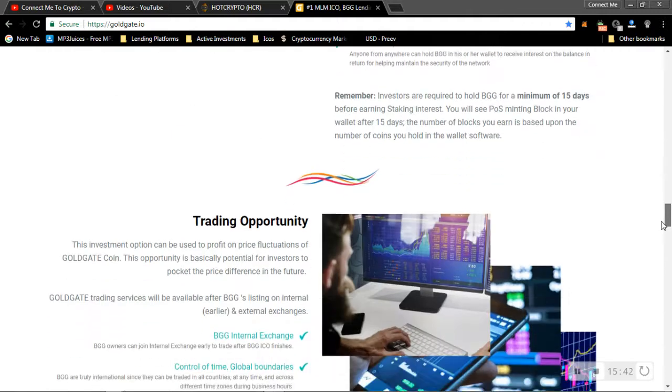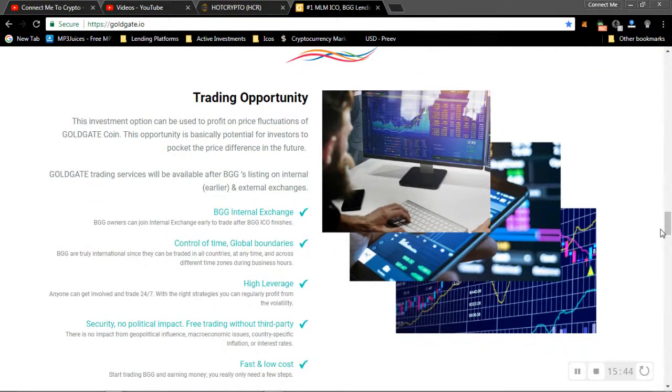So let's go on. The trading opportunity. This investment option can be used to profit on price fluctuations of Goldgate coin. This opportunity is basically potential for investors to pocket the price difference in the future. So they're basically telling you that you can sell their coins. You don't have to be involved in all the drama and all the craziness or whatever.